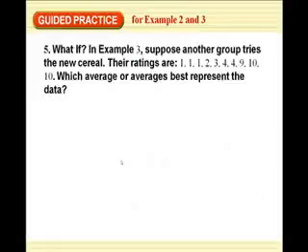There we go. In example 3, suppose another group tries a new cereal. Their ratings are 1, 1, 1, 2. What averages best represent the data? So again, let's find the median one. There's 10. 1, 2, 3, 4, 5. So the median is 3.5. The mode is 1. I don't know if that represents it very well.